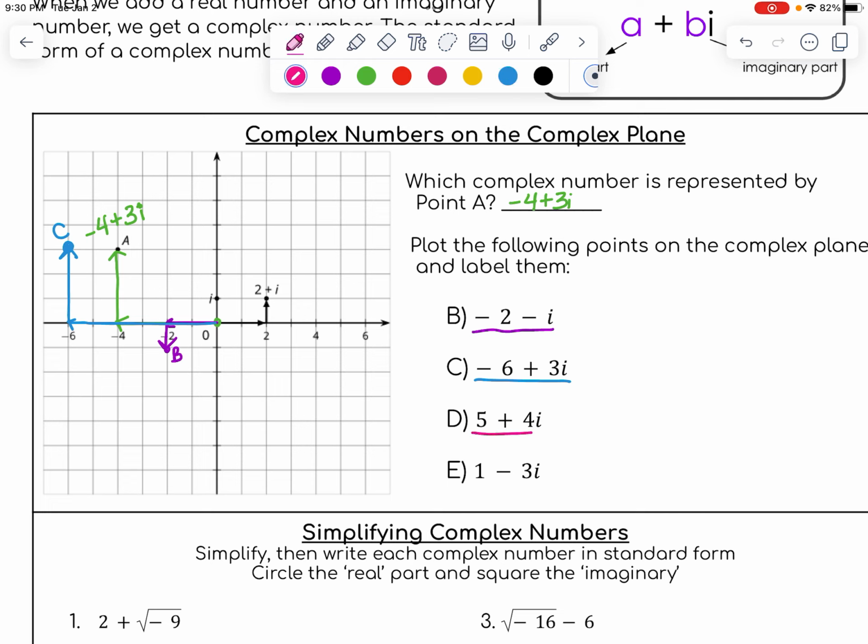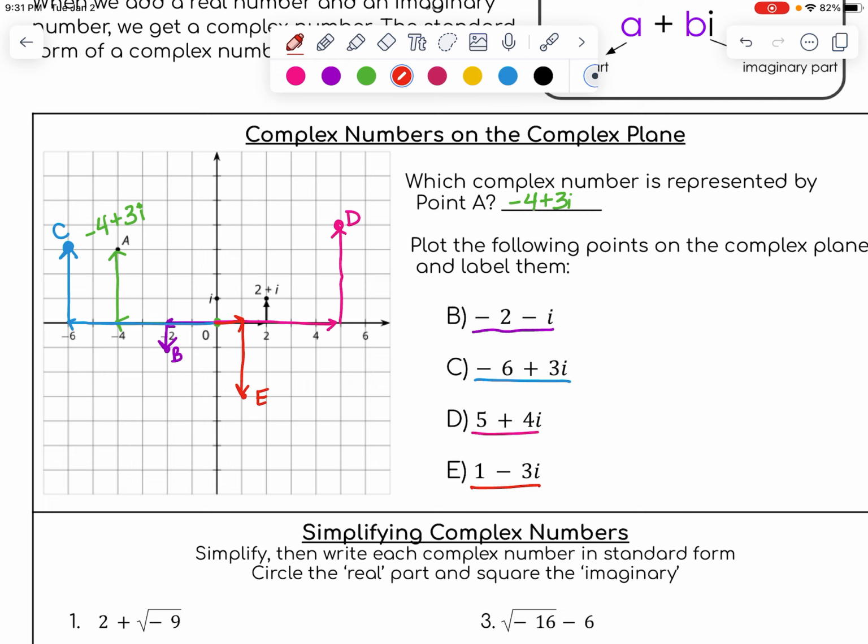All right, for point D, that's 5 plus 4i. So we're going to go to 5 on the real number line. And then we're going to go up to 4i on the imaginary axis. Here is point D. And last, we'll do E, which is 1 minus 3i. So we're going to start by going over to 1 on the real. And then down 3 on the imaginary. And that's how we find point E.